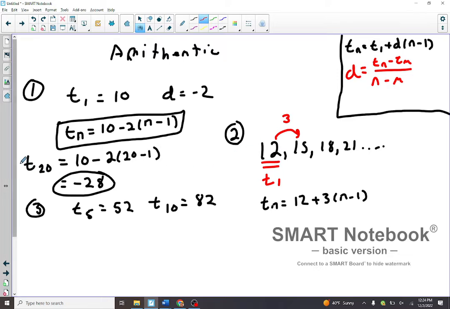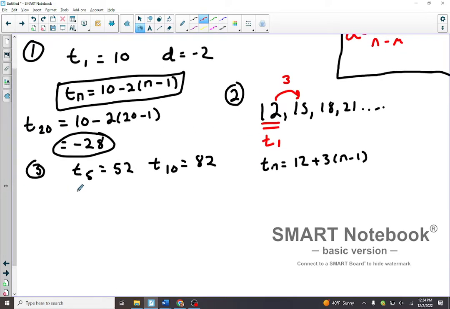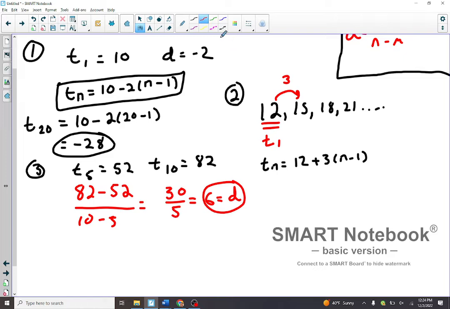So it would be 5 minus 10 and 52 minus 82? A little different: 82 minus 52, because those are my y's. That's my result. What I plug into the equation is a 10 and a 5. So then I will get 30 over 5, which is just 6. So 6 is my D. Now I need T1.